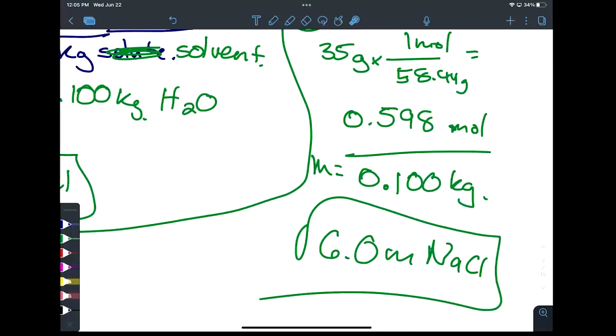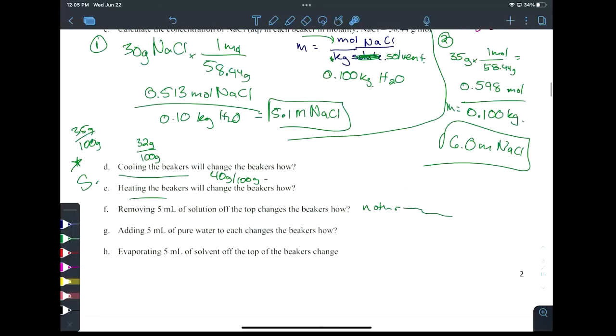Does that make sense? Okay. But E, if we heat the beakers, beaker 2, if we calculate molality for beaker 2, if we heat the beaker, is the concentration going to go up or down? Up. But what about in beaker 1? Does the concentration change in beaker 1 if we heat it? No, because we don't change the number of moles of stuff. We're not changing the volume of anything. We're good.